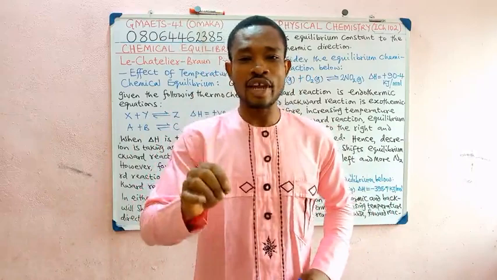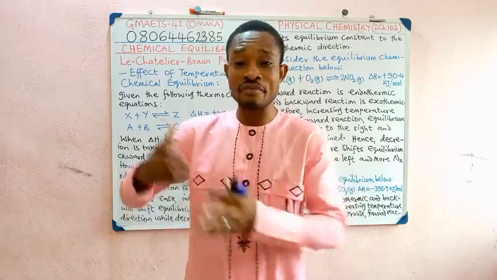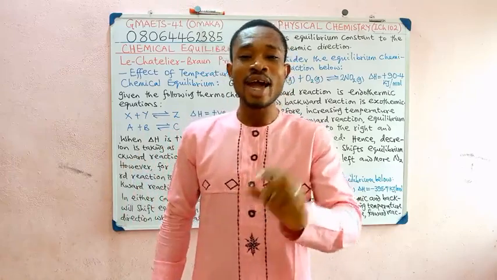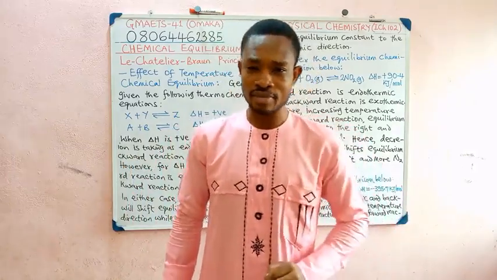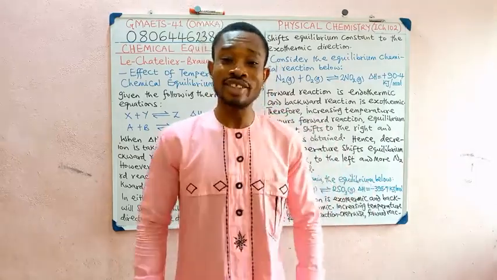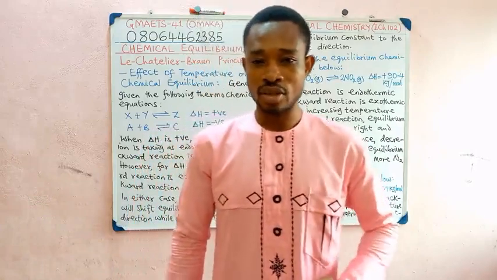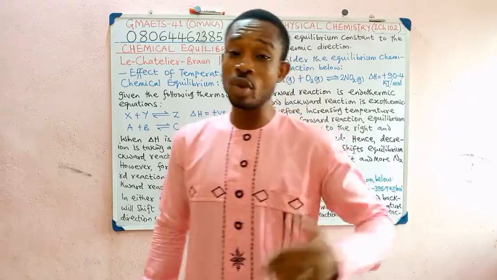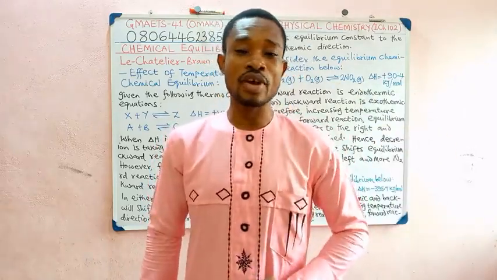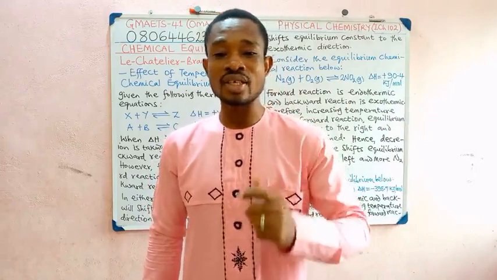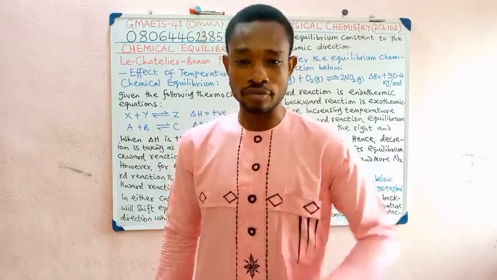Now, for us to study and understand how changes in temperature can affect a chemical system in equilibrium, and what that system will do in order to counteract that effect, it is very important for us to understand endothermic and exothermic reactions. We know that an endothermic reaction is one in which heat is absorbed by the system, while an exothermic reaction is one in which heat is given out from the system. That is, heat is evolved.